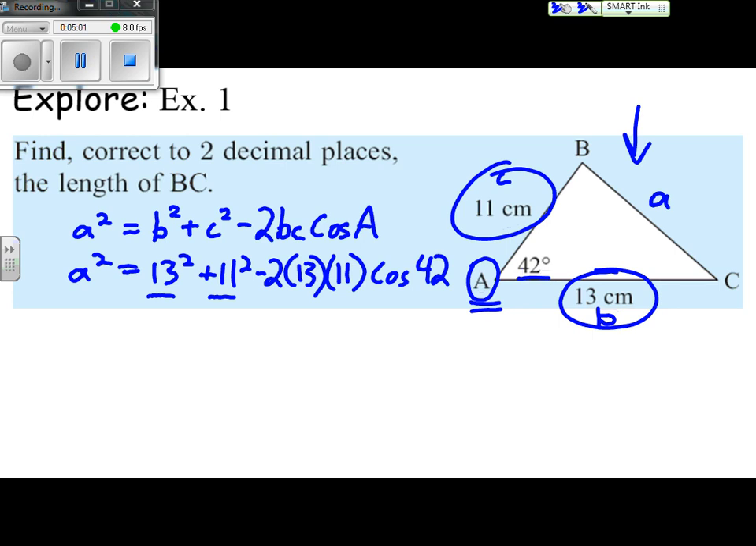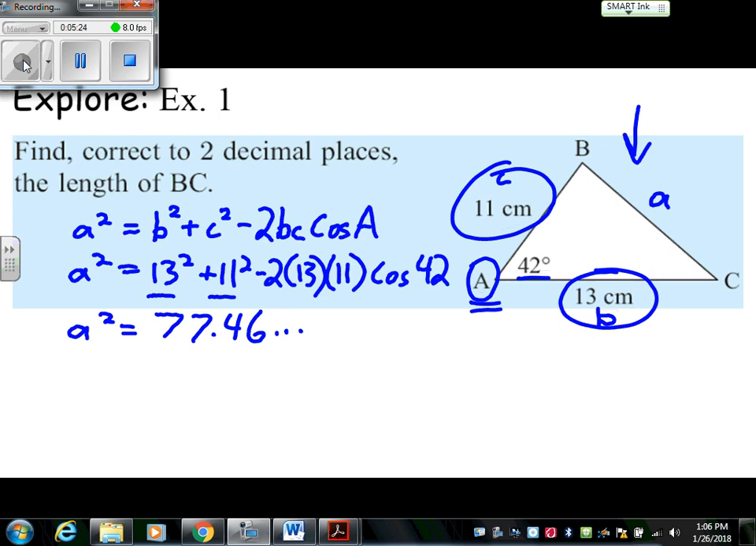Well, we can get this done in 2 steps. This looks like a lot, but in our calculator, we can just literally type 13 squared plus 11 squared minus 2 times 13 times 11 times cosine of 42. And when I hit enter on my calculator for that, I end up with approximately 77.460579991, on and on and on.